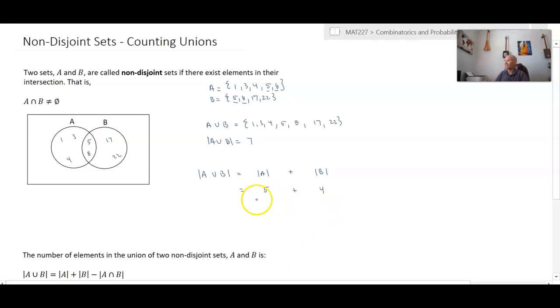So if I add together the number of elements in A, which is 5, to the number of elements in B, which is 4, I actually get 9 and not 7. I know that there's 7 unique elements that can be found when I union A and B together. So what happened?